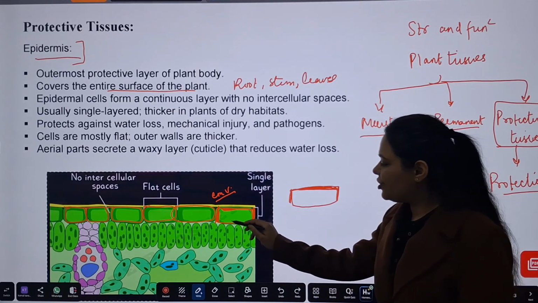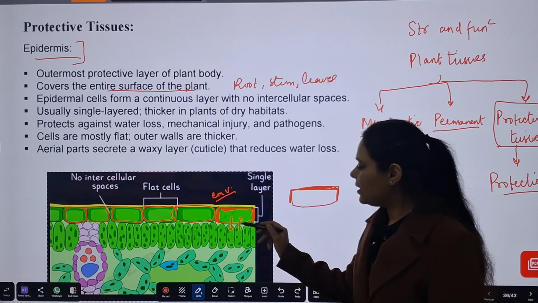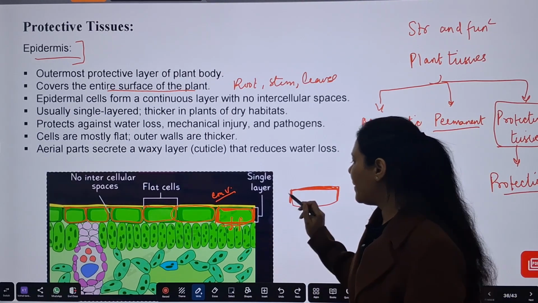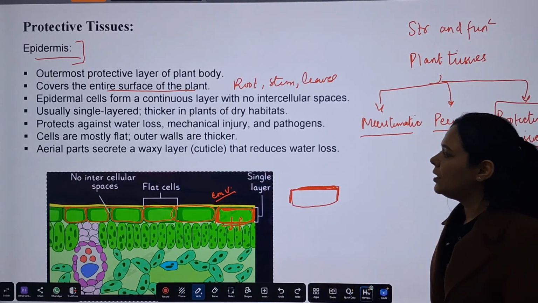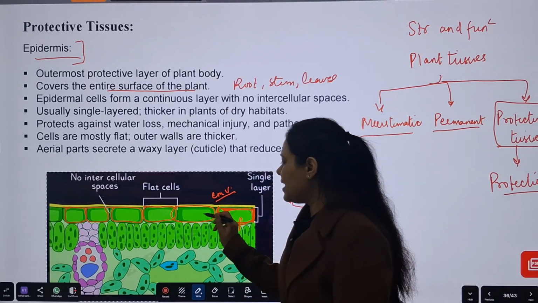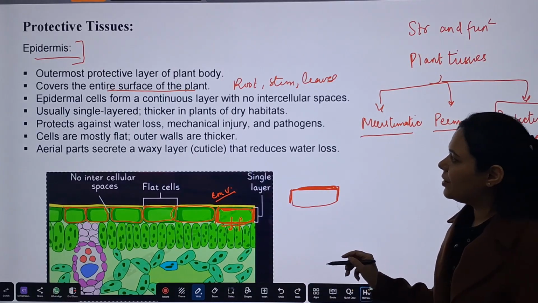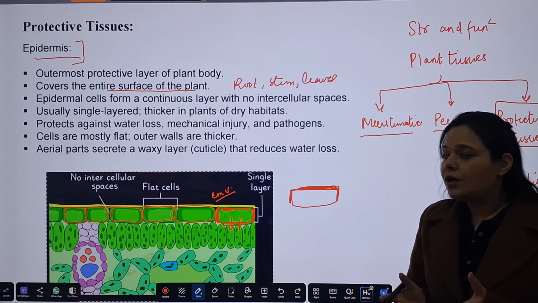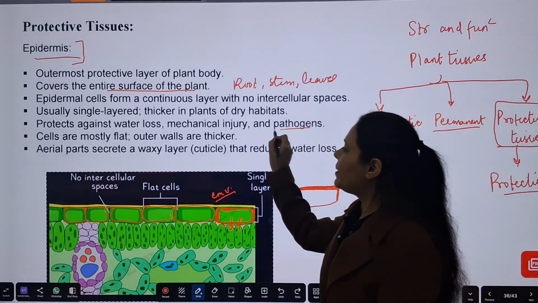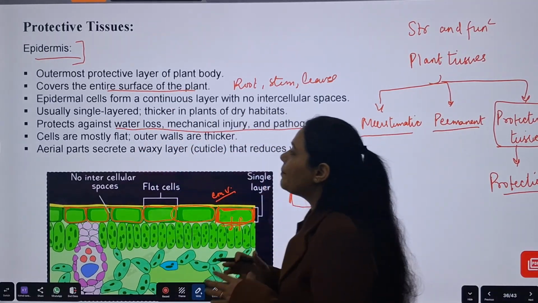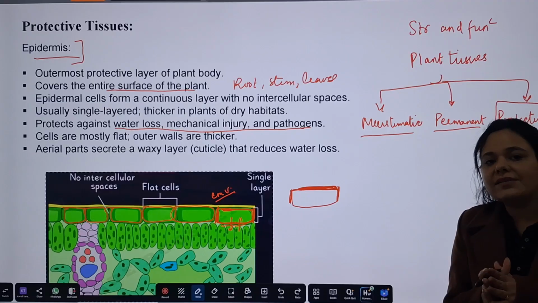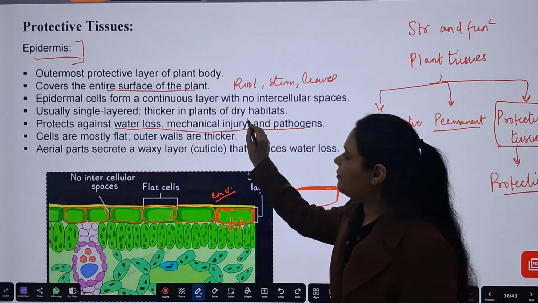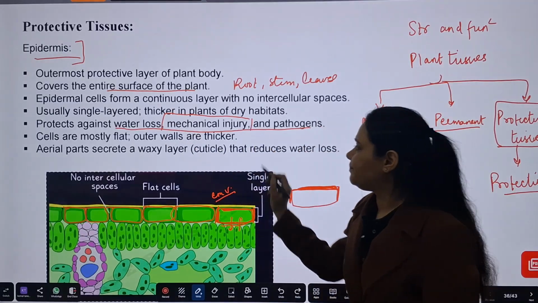And for easy exchange of materials between the cells on the inner side, the inner cell wall is thinner compared to the outer. This epidermal cell layer, this epidermis, protects the plant from water loss, from infections, from mechanical injury. So this is the main function of epidermis. It protects the plant from excessive water loss, from pathogenic infection, and from injury.